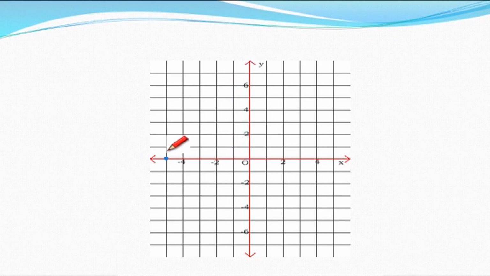Another point is on the x-axis, so its y coordinate is 0, and the point is placed 5 units to the left of the origin, so it is -5, and the coordinates will be (-5, 0).